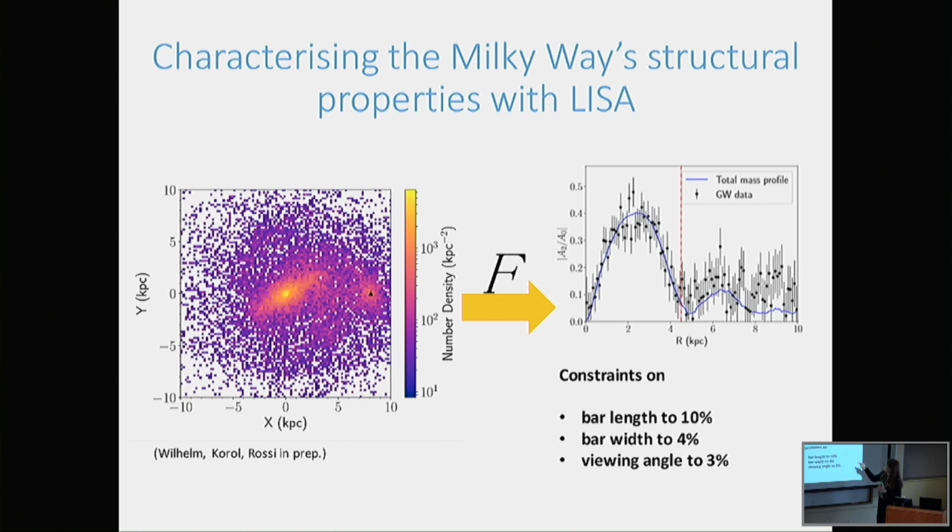And what we did here, we focused only on the bar. We assume a density distribution. We just picked the Gaussian density, a 3D Gaussian. And we apply the Fourier transform, and we fit this mock data with our Gaussian density. And what we found is that we can recover the bar length to 10%, bar width to 4%, and even the viewing angle, so the angle under which we see the bar.